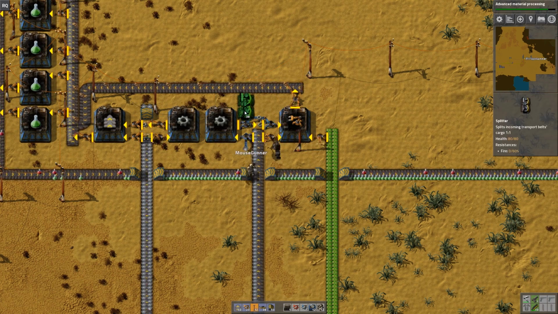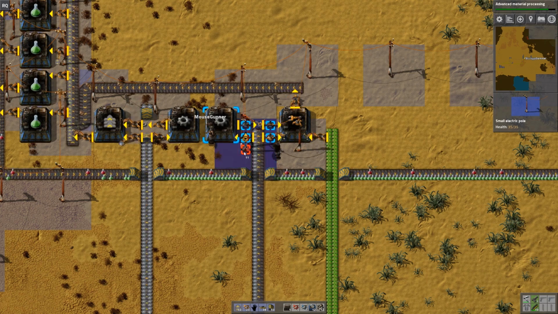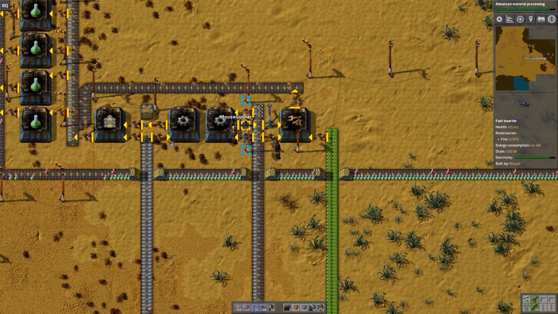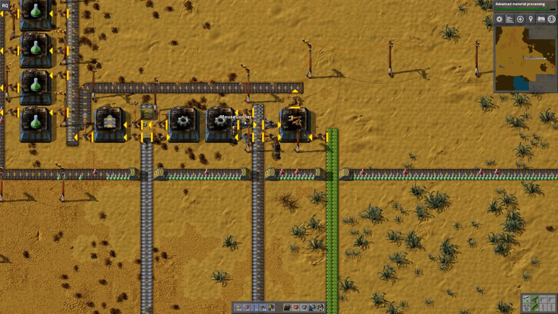Yeah, so another thing you'll see people do, I'll go ahead and show you, we'll move the power pole out of the way. You could do this and then put another one here. And you'll notice that both the top and the bottom inserters are grabbing the iron plate. And so that will work.